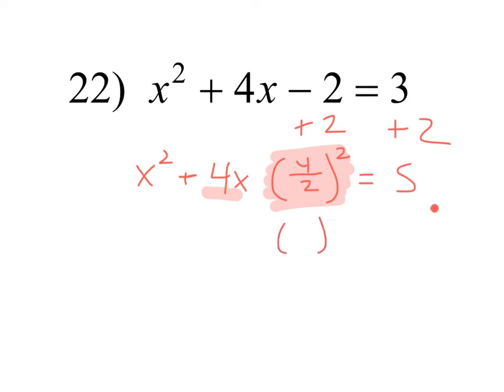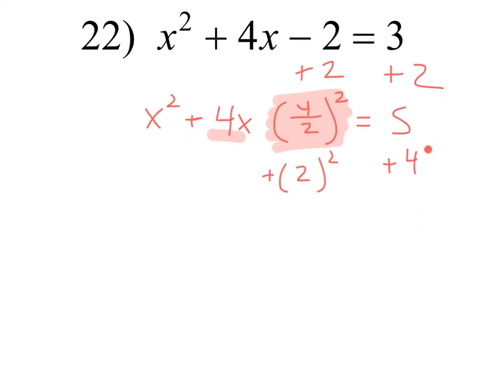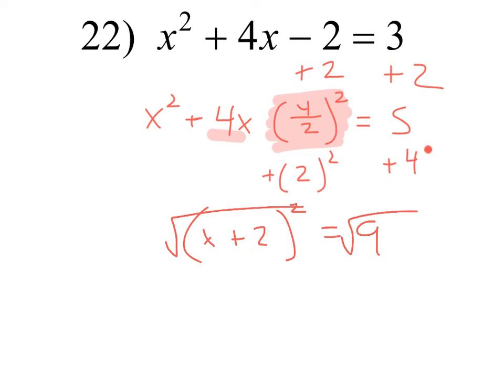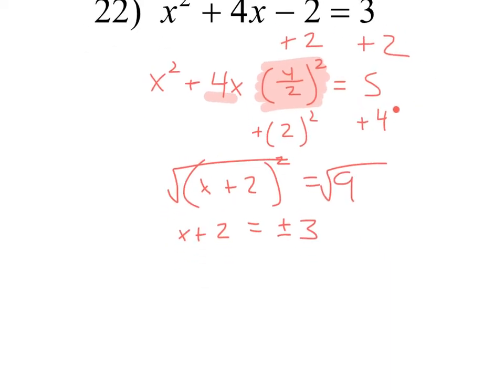So what's 4 over 2? 2. So we're adding a 2 squared on the left, so we need to add a 2 squared on the right. What's 2 squared? 4. So since we're adding it on the left side, we need to balance our equation and add it on the right also. So what do we do now? Perfect. x plus 2 is equal to plus or minus 3. What do we do with that? Separate.